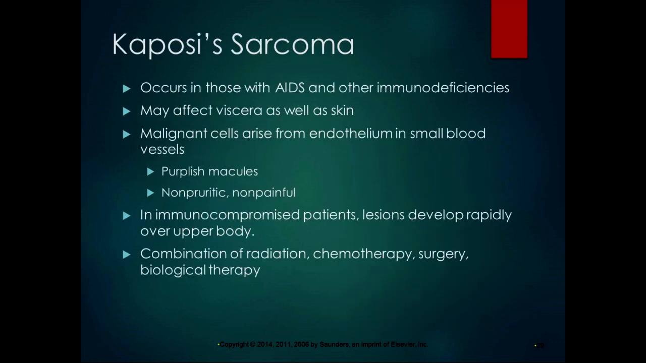Kaposi sarcoma usually occurs in people with suppressed immune systems or immune deficient, and people with AIDS. It's common in people with AIDS. It may affect the viscera as well as the skin. Malignant cells arise from the endothelium in small blood vessels, so you get purplish, non-pruritic macules, and they're non-painful. So in immunocompromised patients, lesions develop rapidly all over the body, and they're treated by a combination of radiation, chemotherapy, surgery, and biological therapy. So immunodeficiency is dangerous because a lot of these things develop when your immune system doesn't work properly.